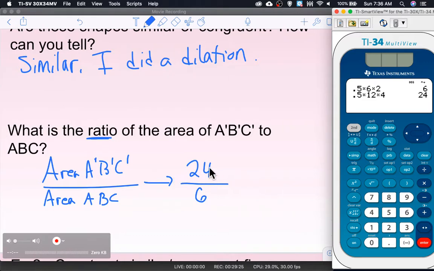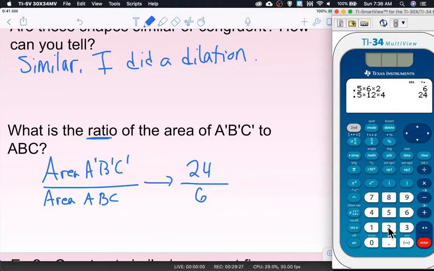So there's the ratio of these. And we'd probably want to simplify. If you want to use your calculator, you can do that. Or you can do it in your head. It's going to be 6/1. I hate that. Oh, man.